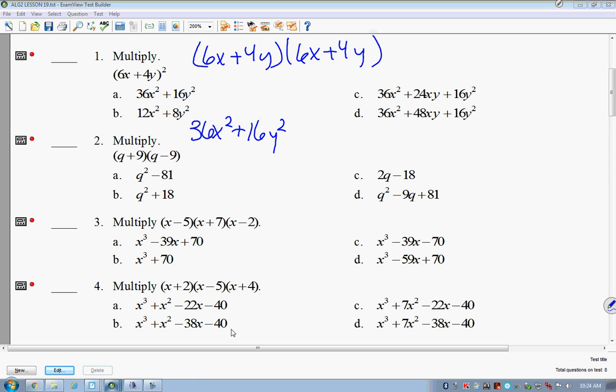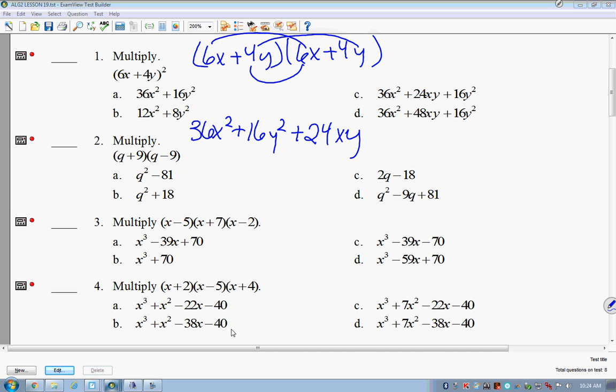16y squared. All right, and so that's first. Outer. Now what's next? What's the I? 4 times 6, right? That's my inner. 24 what? 24xy, right? Because they're not the same variables.